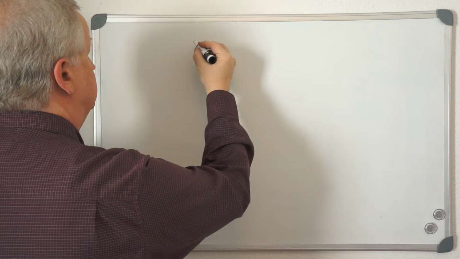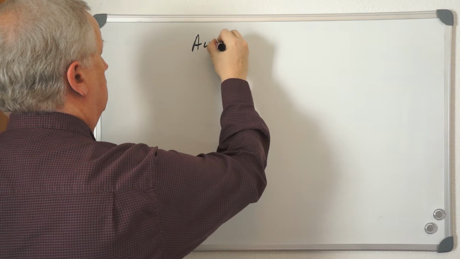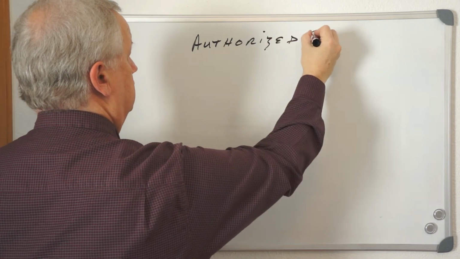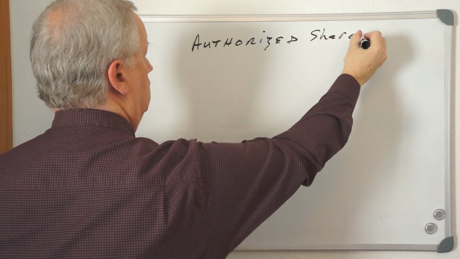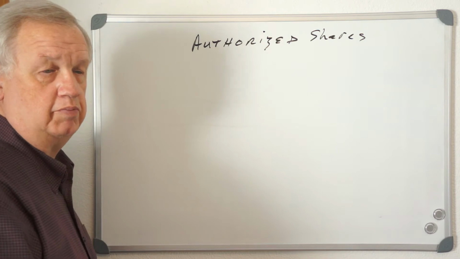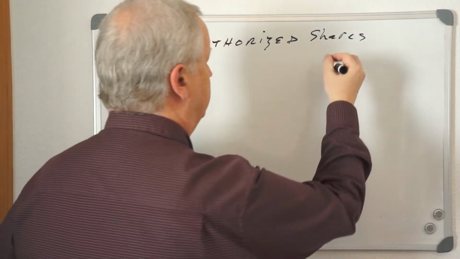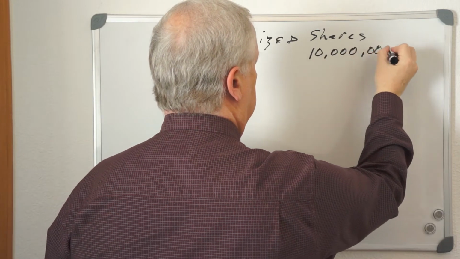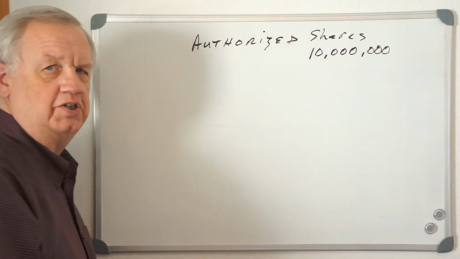And what they do originally is file the paperwork on who they are, but they're going to list how many authorized shares. How many authorized shares do they want to place? Well, they make it a big number. Let's say 10 million. That's not how many shares they're going to issue in the beginning.